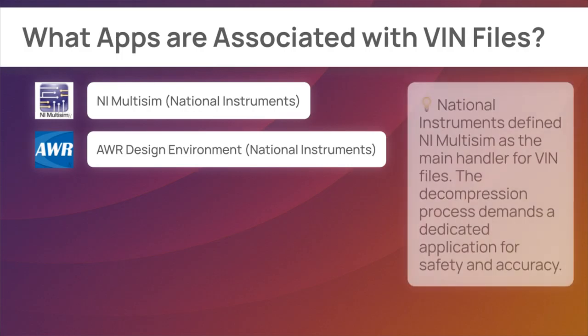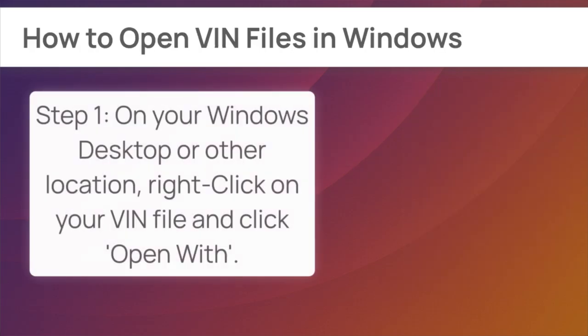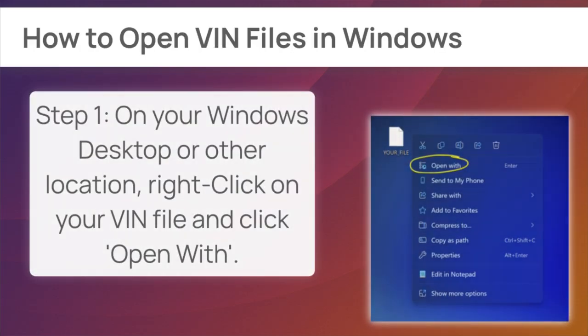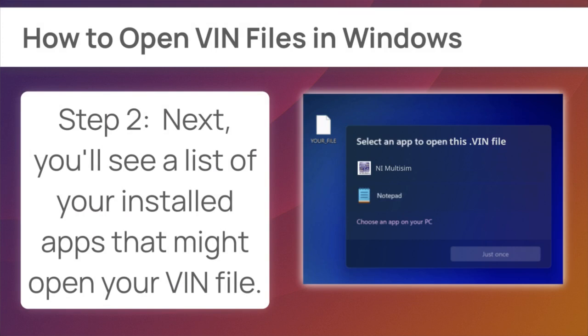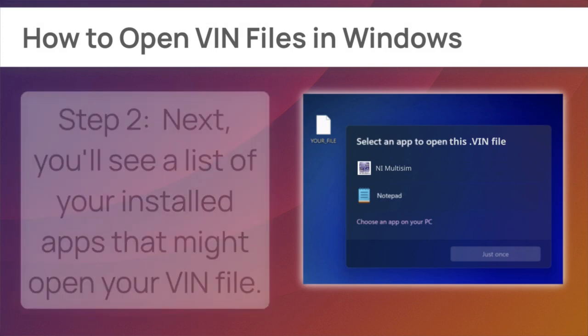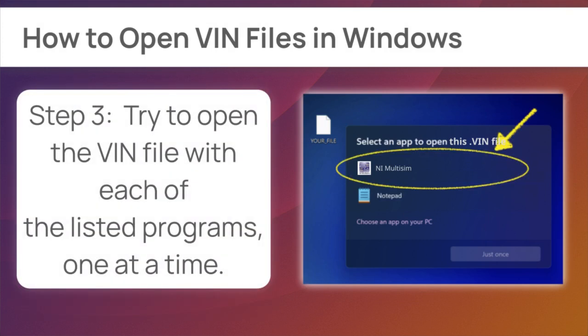The decompression process demands a dedicated application for safety and accuracy. Windows may show the file's presence but not its meaning, requiring specialized software for access. Start by right-clicking the VIN file and selecting Open With. Test NI Multisim first if it's installed. If you don't find it, pick any other option. Some VIN files are very particular about the opener.